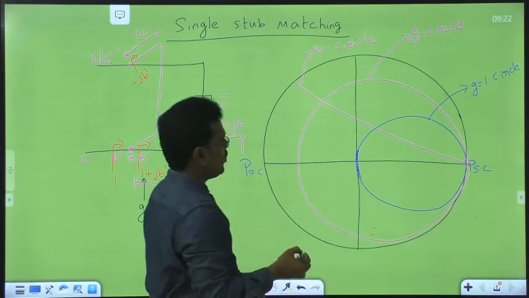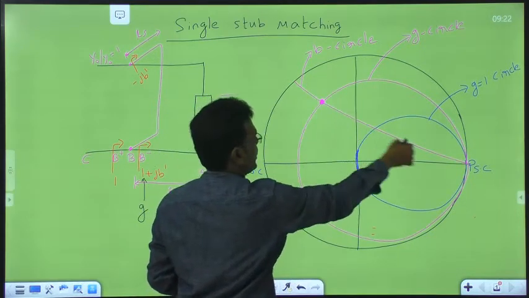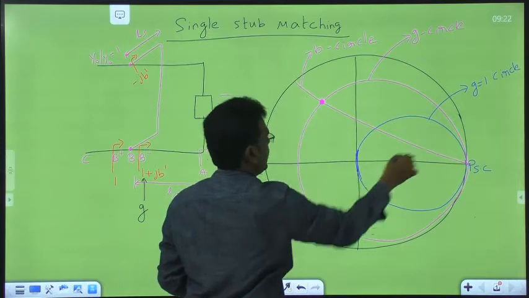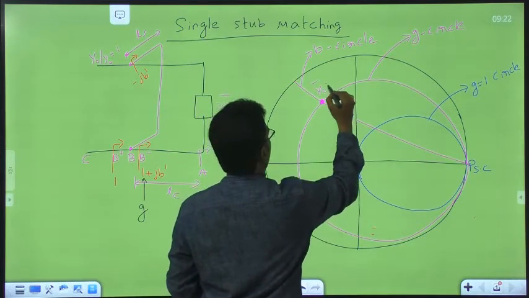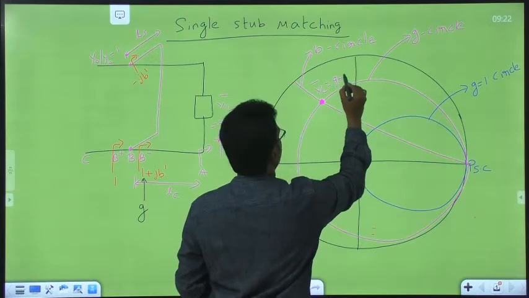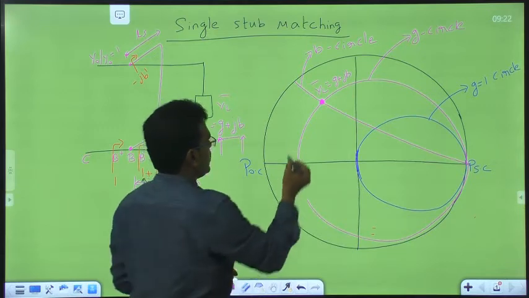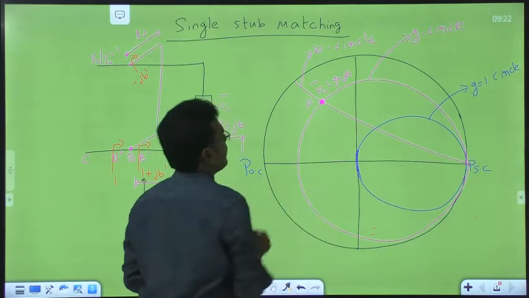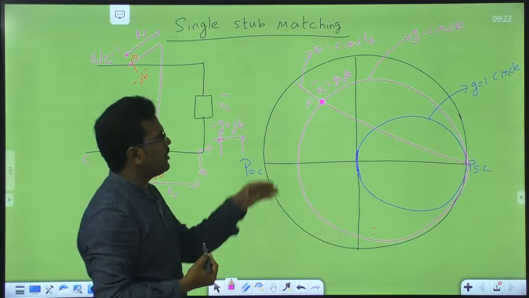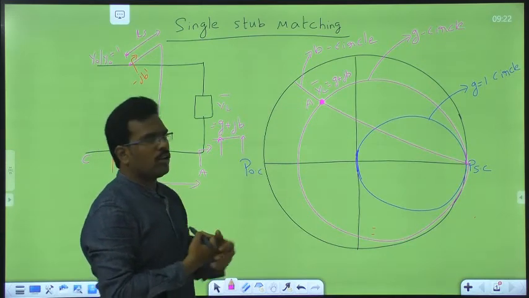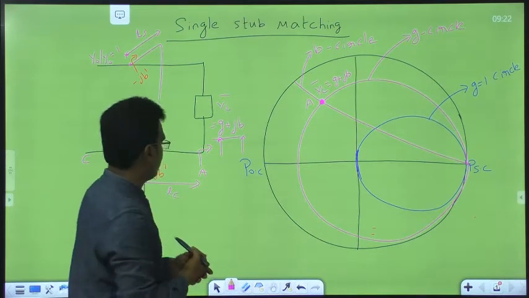Now the superimposition of the G circle and B circle is going to give the normalized admittance, YL bar is equal to G plus jB. This is named as point A. This is the first step you have to do. The first step is to plot the normalized load admittance on the Smith chart and name it as point A.